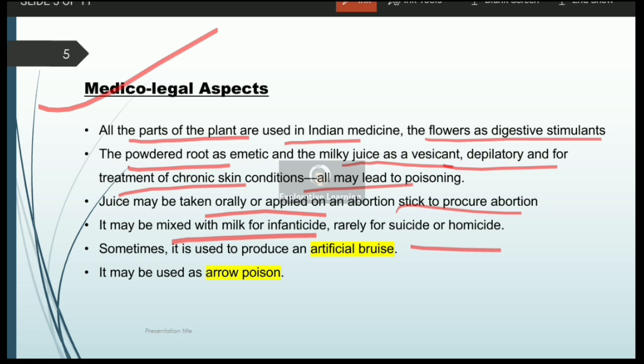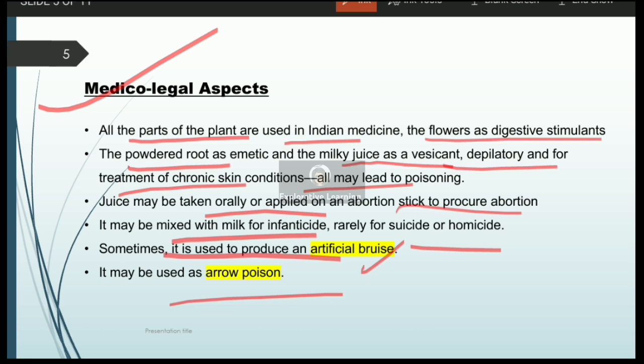Sometimes it is used to produce artificial bruises in cases of false dowry allegations, or when people want to take some revenge. They often put false allegations on their enemies. So these are the cases where these juices can be used to produce false bruises. As I've already told you, they produce some kind of redness and blister that often resemble bruises. So it is not easy for a normal person to differentiate between an actual bruise and a falsified bruise.